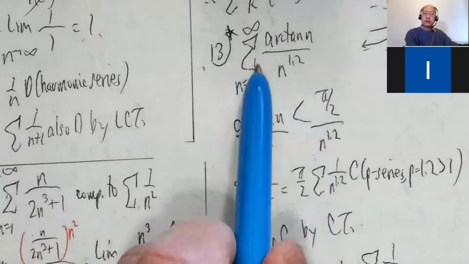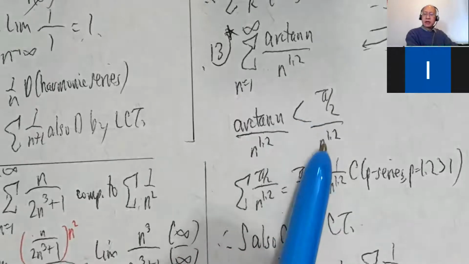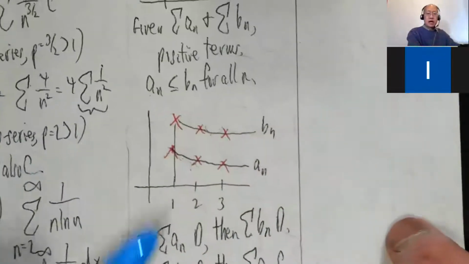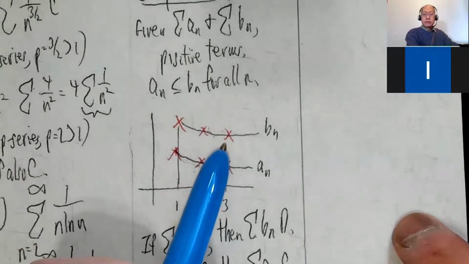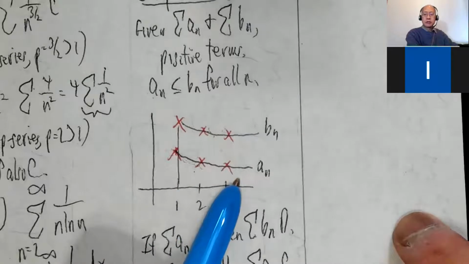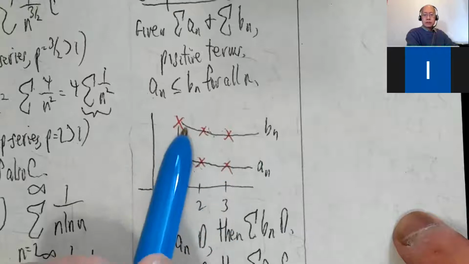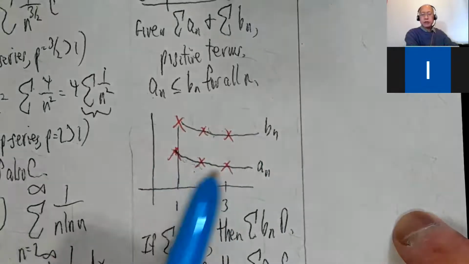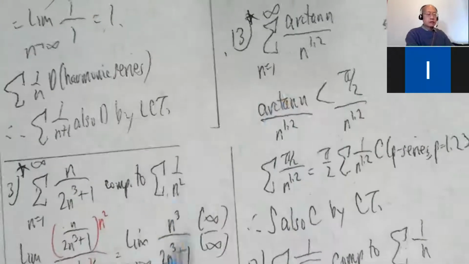So I took my original series and made it a little bit bigger by putting pi over 2, because I recognize that arctan does not blow up. It approaches a finite number. Using this picture analogy again, I got the larger series to converge. Therefore, anything below that has to converge. We have less money than a poor person. If I have less money than a poor person, I'm also poor, right? So that's what's happening with that one.